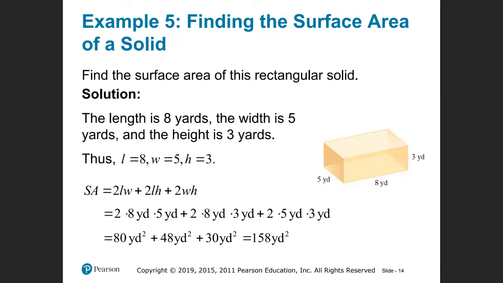In this example, we're going to find the surface area of a solid. We want to find the surface area of this rectangular solid that measures 8 yards by 5 yards by 3 yards. The length is 8 yards, the width is 5 yards, the height is 3 yards. Actually, it doesn't really matter, but usually the longest side is considered to be the length, and then the height would be up and down. The surface area is 2 times LW plus 2 times LH plus 2 times WH. So substituting our values into this formula and then adding each of the results, we get 158 square yards.